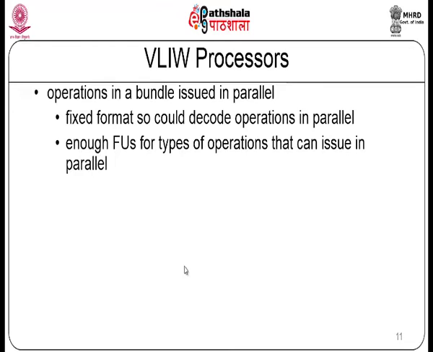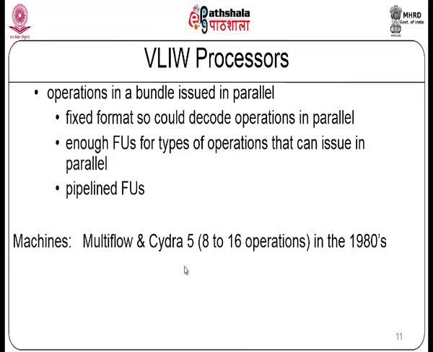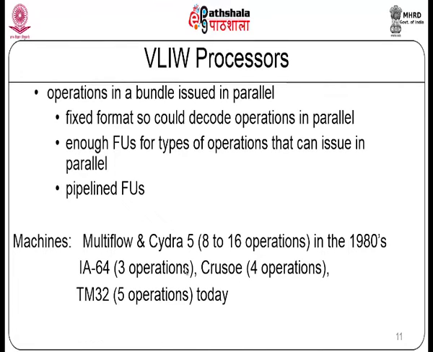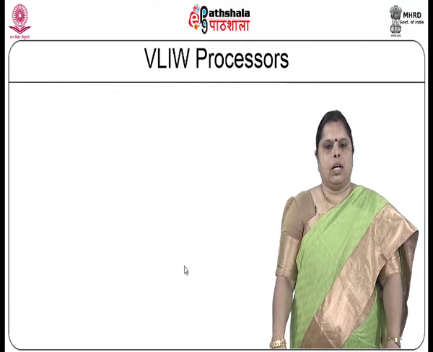Also, you should make sure that there are enough functional units for the various types of operations that can be issued in parallel. While you are designing the bundle itself, you will have to make sure that you have enough number of functional units to handle these instructions, which will have to be executed in parallel. And you also look at pipeline functional units, and there are several machines which make use of this architecture, including the IA64 architecture and the TM32 architectures.